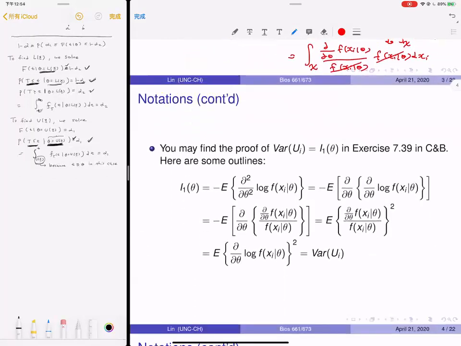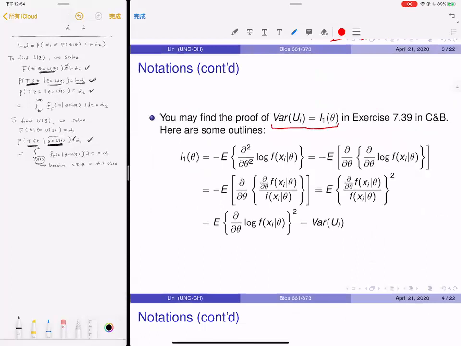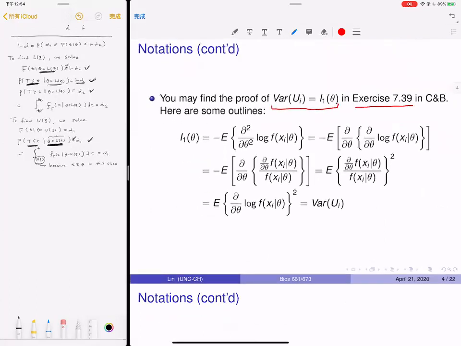Then how about the variance? How do I know the variance is actually I1(theta)? That one is in detail in exercise 7.33 in Casella and Berger. You can check it through. I put some outlines right here. It's not hard to prove, but it's easier to go backwards. If you try to get started from the variance of U_i, you possibly get stuck a little bit. It's not straightforward to see that. So we're going to do it backwards. That means I show I1(theta) equals the variance of U_i.